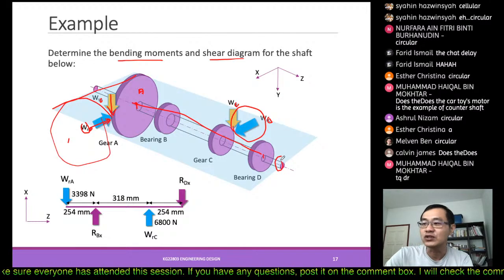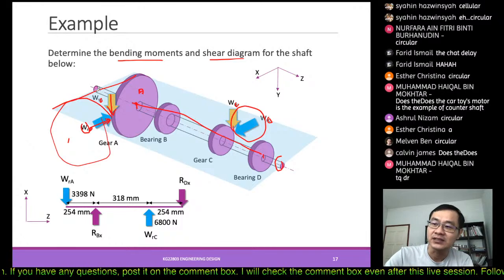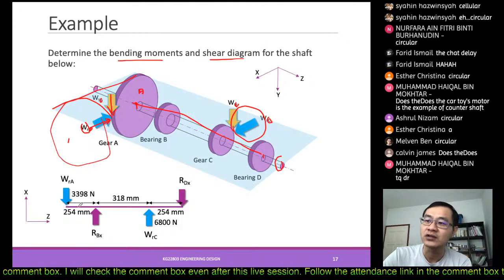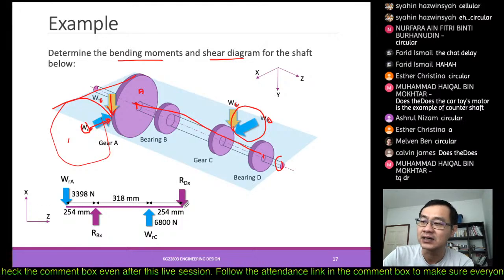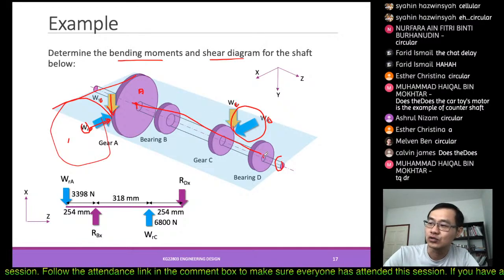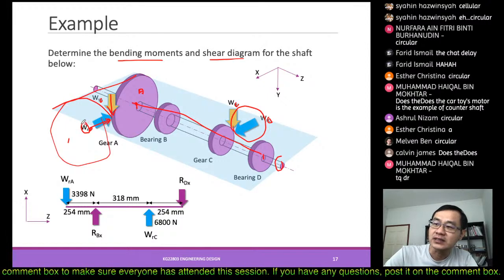This extra part we don't include, because no force is actually acting on it, right? It is useless to add in, so we don't put in those sections. We start from point A to the bearing D itself. At point A we will see that there is a WRA acting.